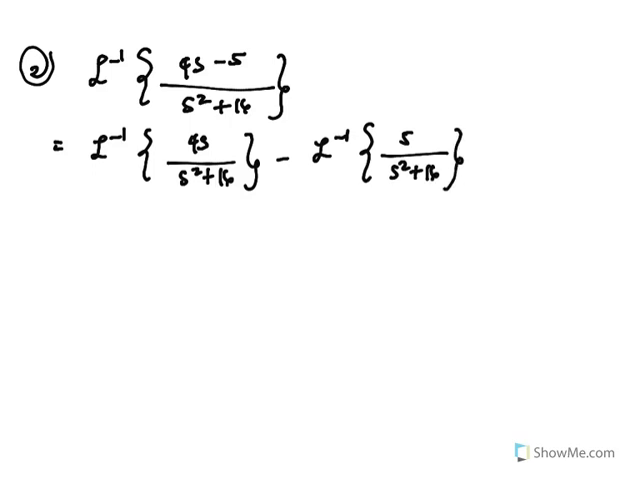Now, obviously, this one will yield either cosine or sine of kt, because of the denominator, it's s squared plus 16.